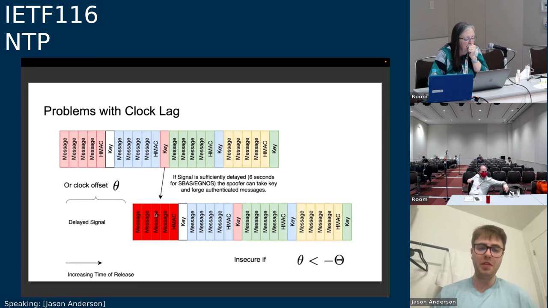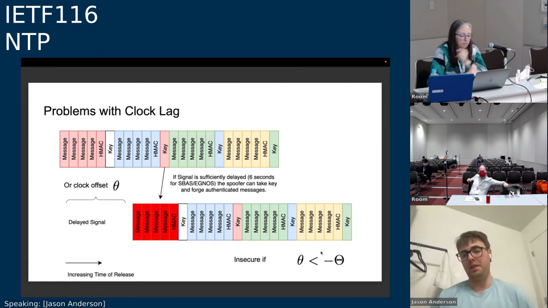So my receiver is perceiving time in a delayed state, so far delayed that the key has been released, the adversary uses the key to generate the messages, and now we have a forged signal. This happens if my clock offset, lowercase theta, is less than negative big theta. So if my receiver clock were 7 seconds behind for the SBAS system, then my receiver would accept forgeries.